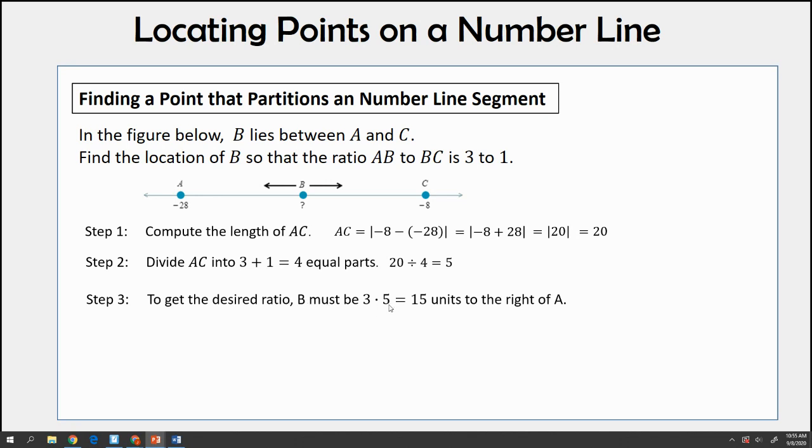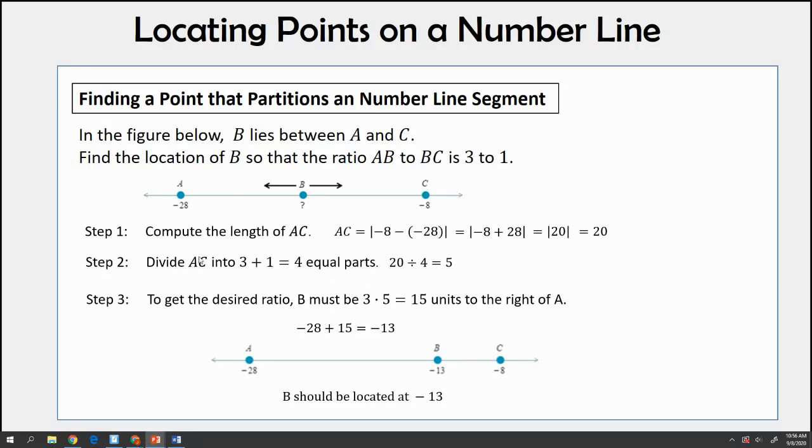B's got to be 3 times 5 because I want it to be 3 to 1. So 3 times 5, 15 units to the right of A. How do we move to the right of A? We add 15 to it. So A's at negative 28. I'm going to add 15. That puts me at negative 13. Okay, so if I look at it now, AB compared to BC is 3 to 1. The distance from A to B is 15. The distance from B to C is 5. 15 to 5 reduces to 3 to 1. So that's how we got it located, and B should be at negative 13.